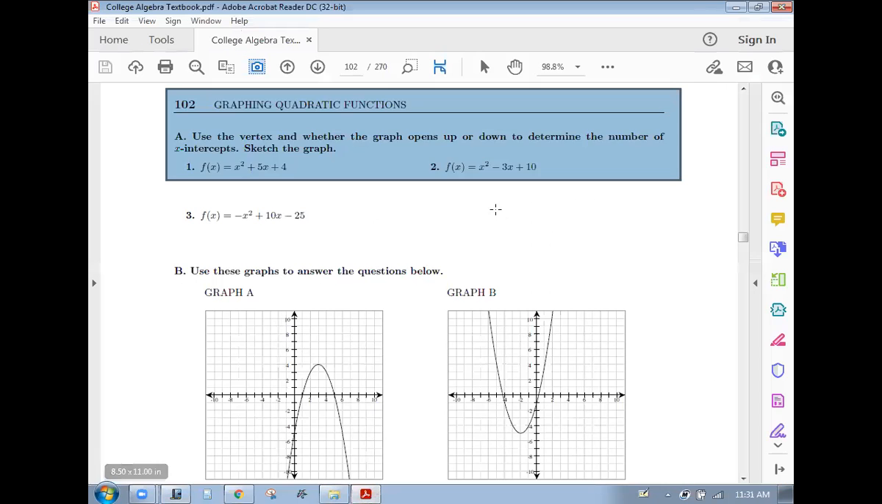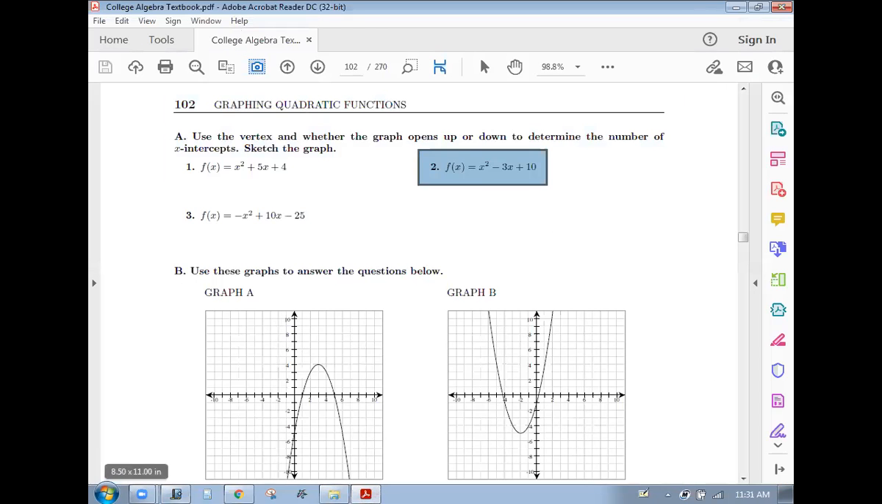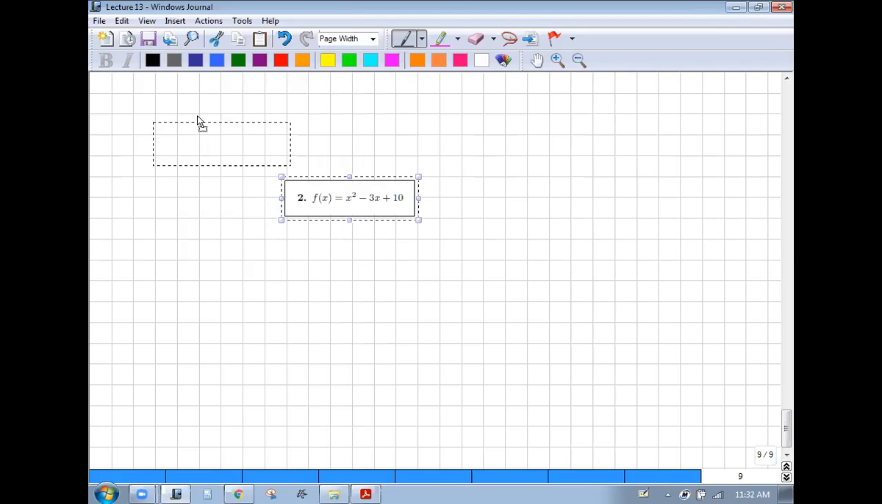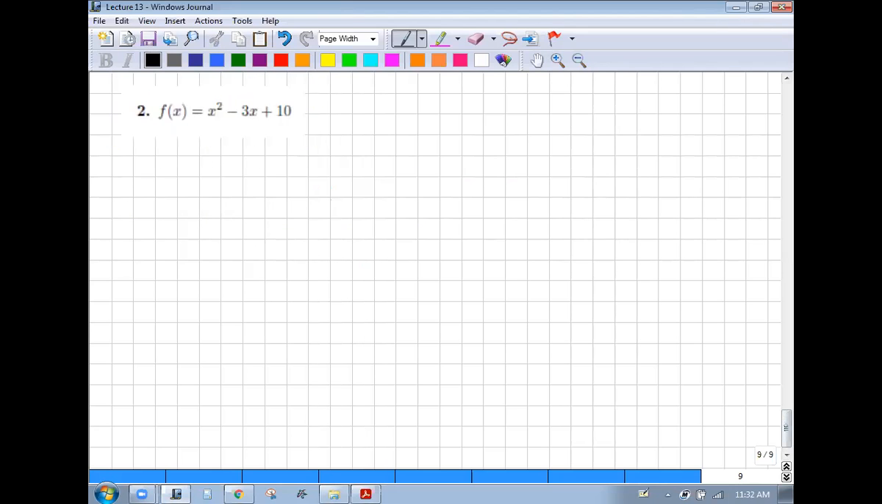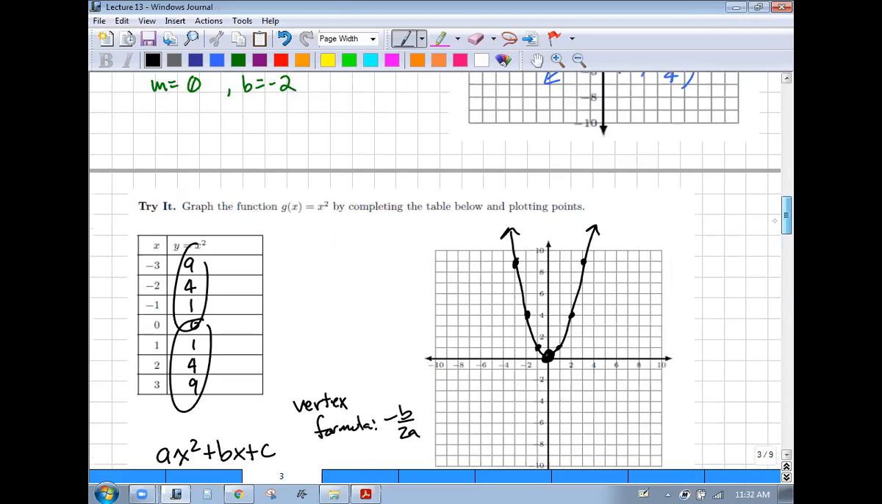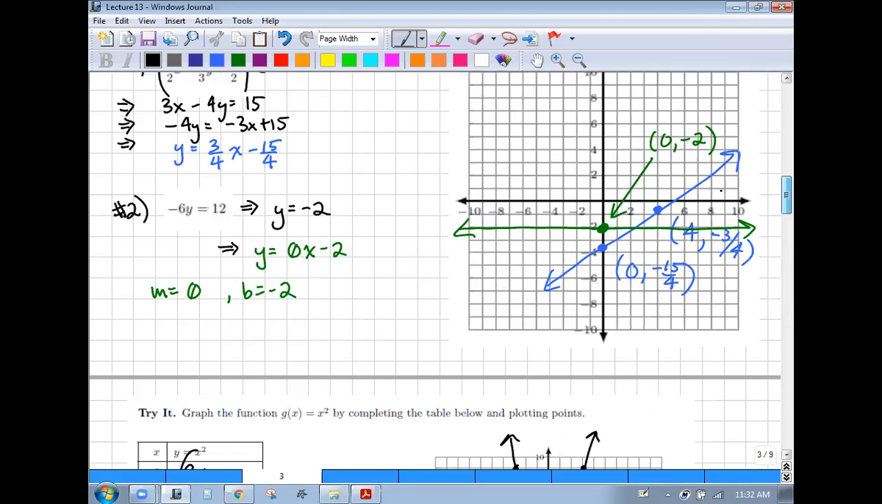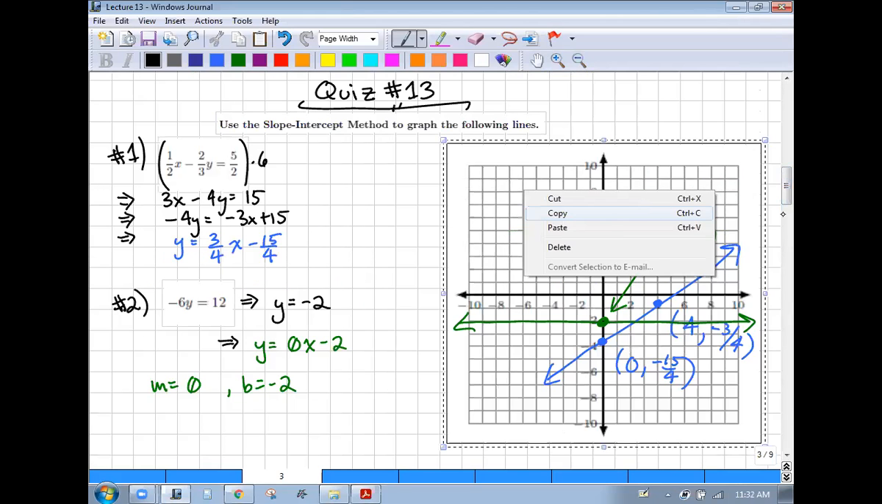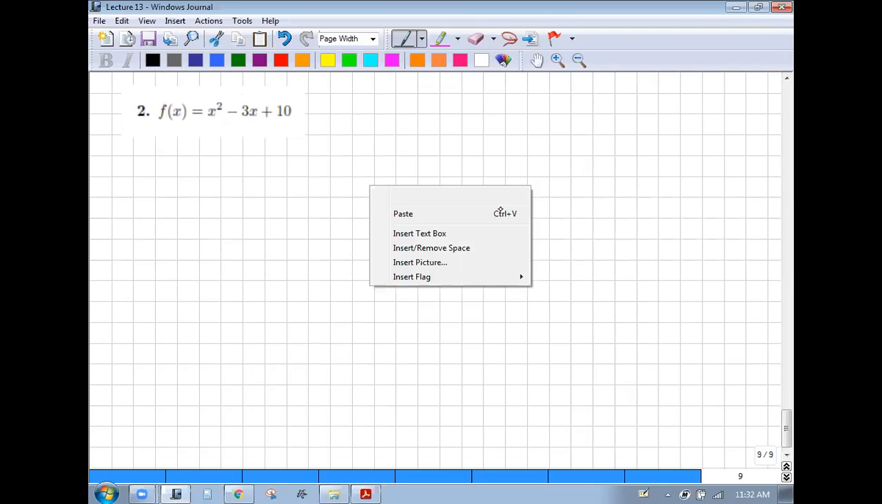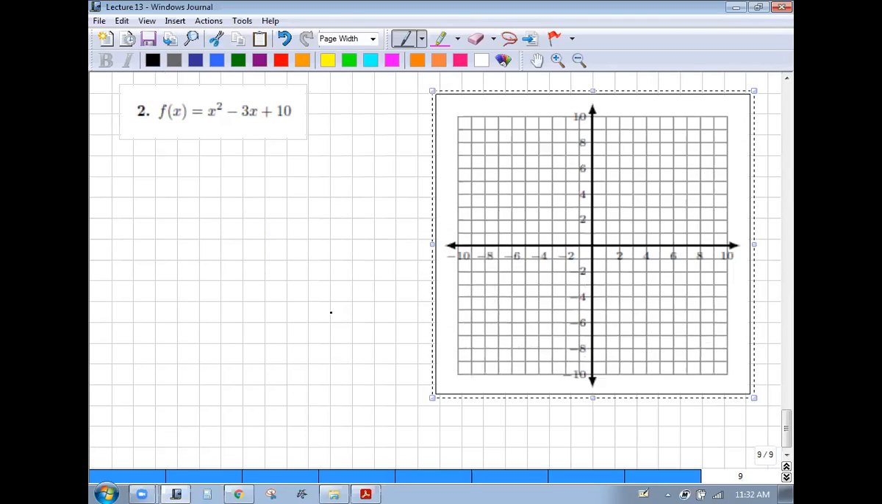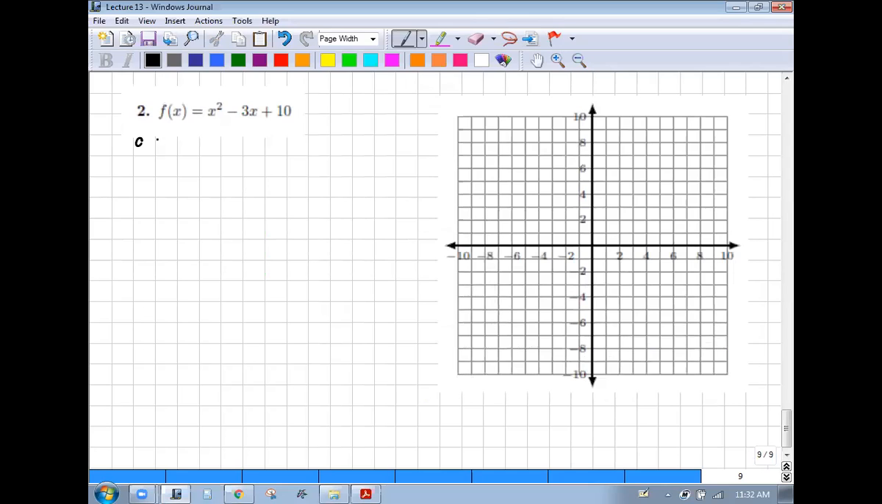So let's look at another example to make more sense of this. And I'm going to steal this so we can graph this guy. Okay. So our A here is 1, our B is -3, and our C is 10. Okay. A is positive, so therefore it opens upward.